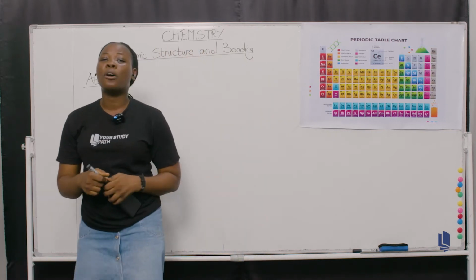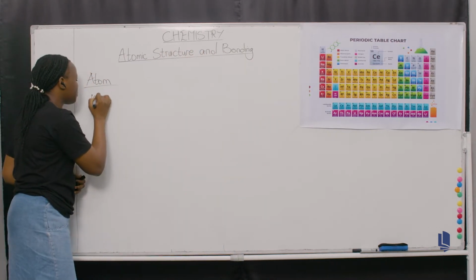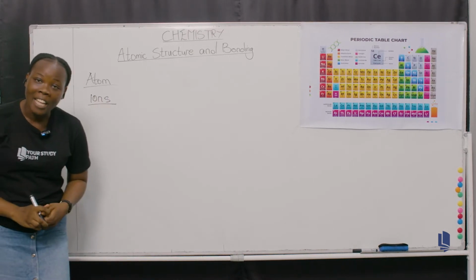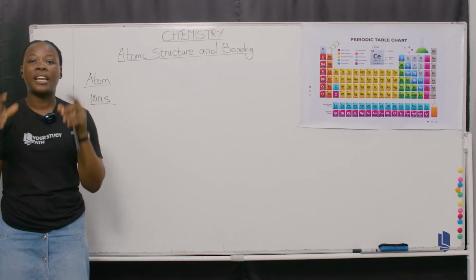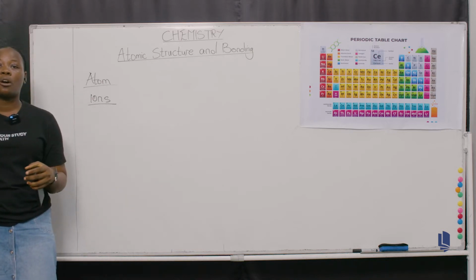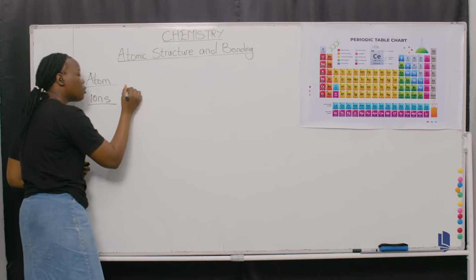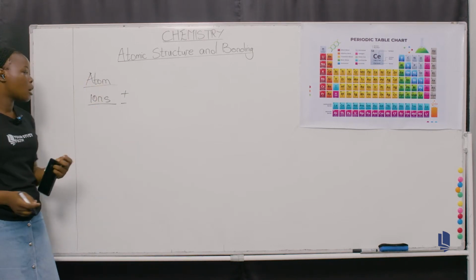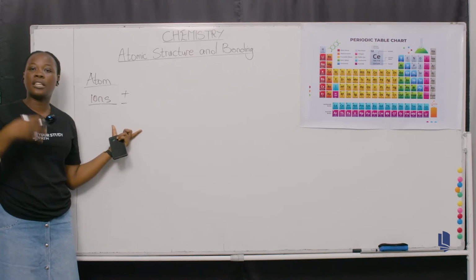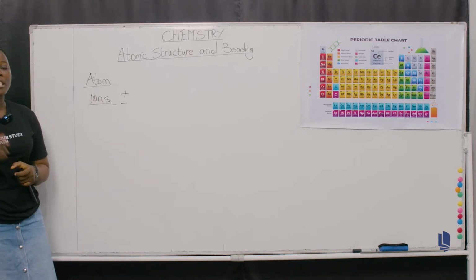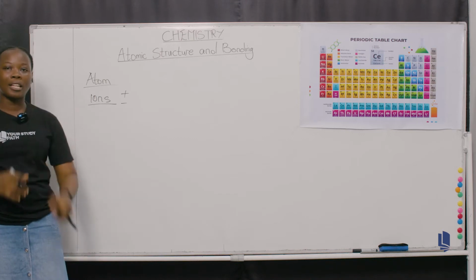Now let's talk about ions. We are familiar with the word. An ion is an atom or group of atoms that possess electrical charge. So it can either be positive or negative. For an atom, it will be neutral, right? But for ions, it either has a positive charge or a negative charge. And I made mention that it's either an atom or a group of atoms.